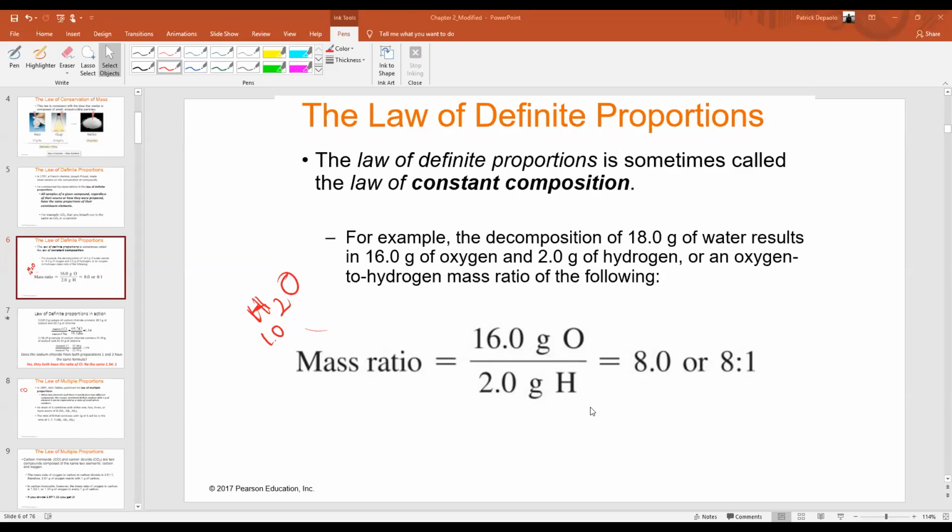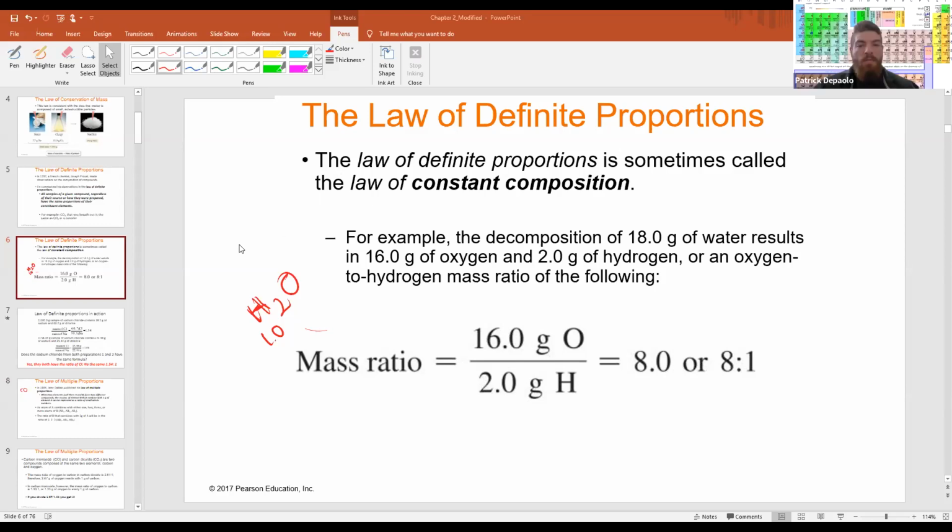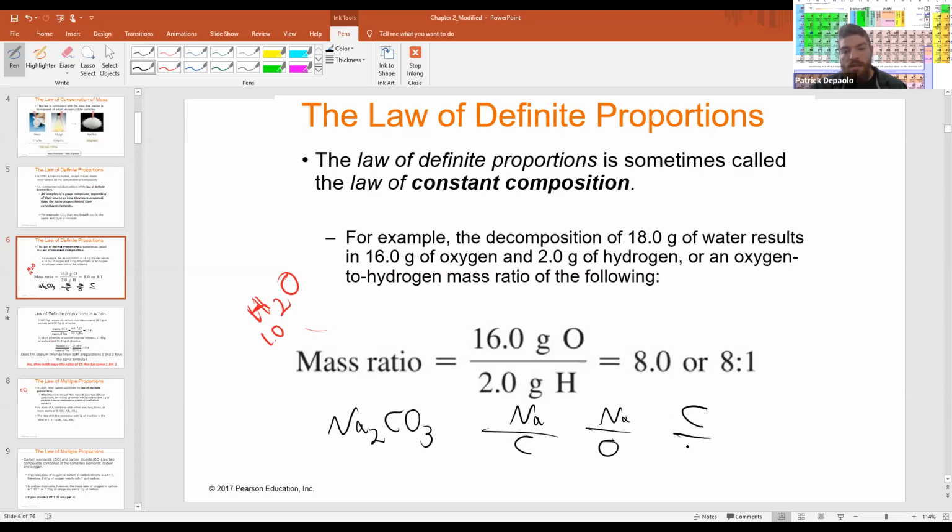So what if it was a compound consisting of 3 elements, though? That's a good question. Let's do Na2CO3, which is sodium carbonate. If you have sodium carbonate, you can say that the mass of Na over the mass of carbon is the same for every one of these molecules. The mass of Na to the mass of oxygen for every one of these molecules is the same. And then you can say the mass of carbon to the mass of oxygen ratio is the same. I'm not saying they're going to be equal to each other. They're going to be constant in every source of Na2CO3.